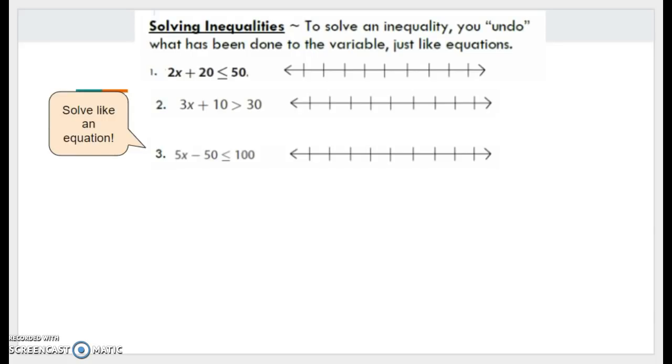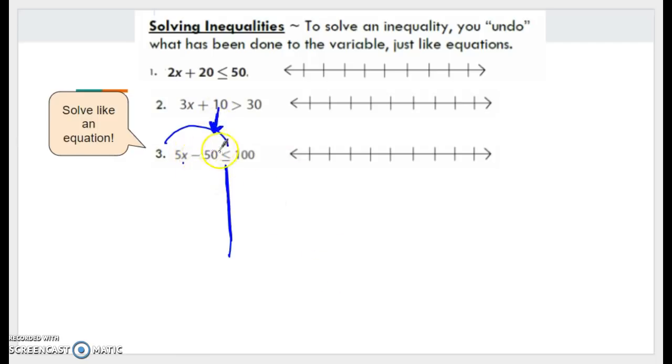Question 3. Again, we're just solving it like an equation. We are going to separate the sides of our inequality, go to the side that has our variable. This is our variable, and we need to start with our units.